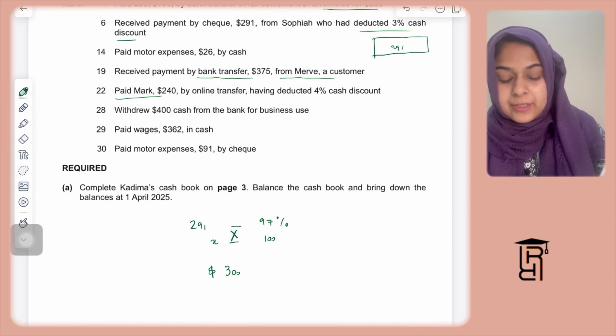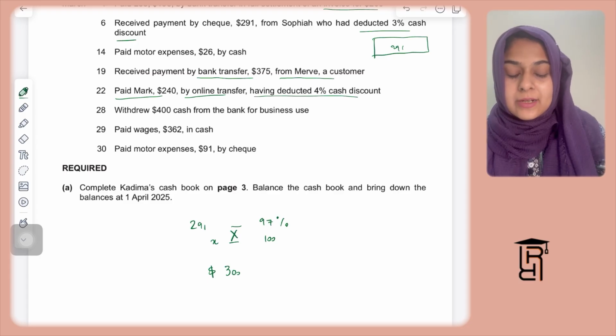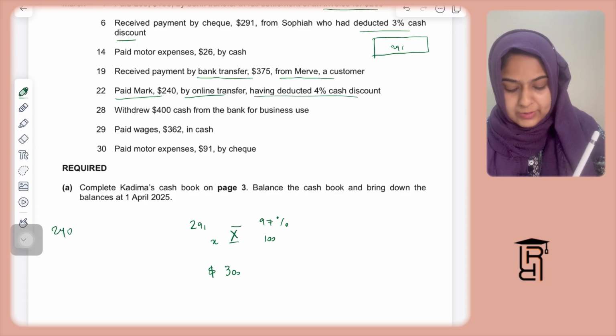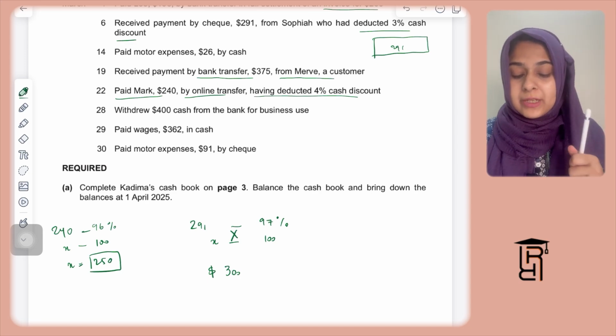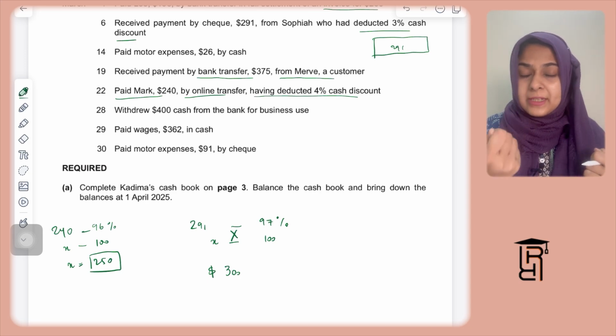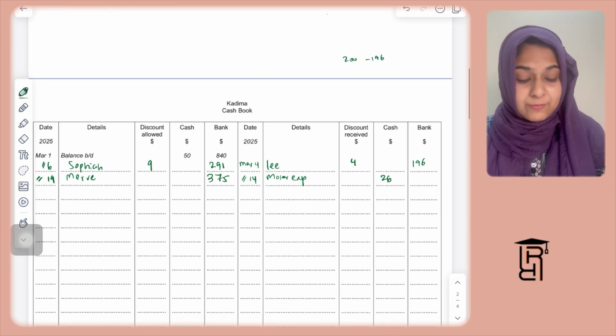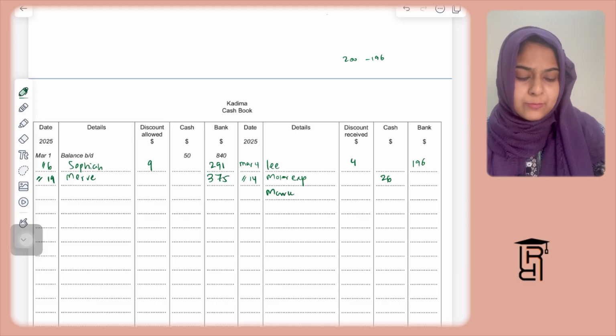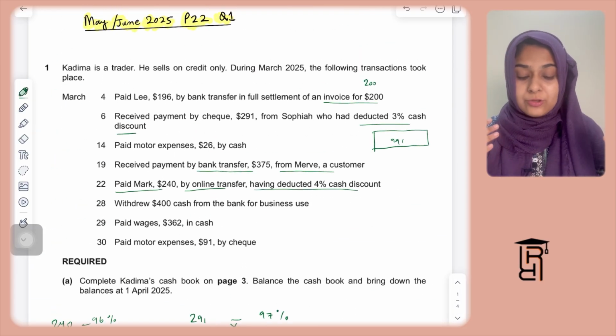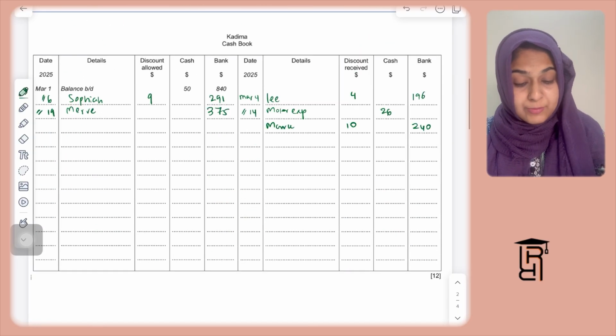Okay, paid Mark 240 by online transfer having deducted 4% cash discount. Again, 240 is 96%, and if you calculate 100%, the value will come out to be $250. So we were supposed to pay Mark 250, but when we made an online transfer, we transferred $240, which means $10 is the discount that we've received from Mark. So I'm going to record this on the credit side. I'm going to write here Mark, $10 in the discount received column and 240 in the bank column, because an online transfer is also a bank transaction, and this is going to be March 22.